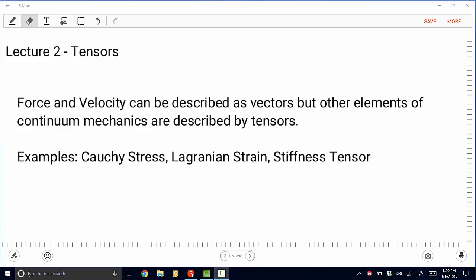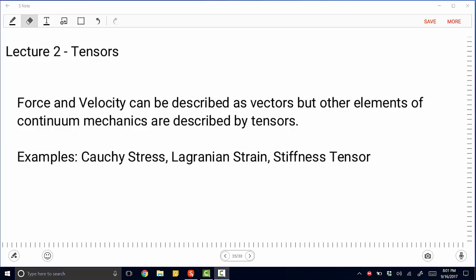Today we're going to do a special lecture on tensors, where we're going to review the key concepts of what a tensor is and how we go about defining different types of tensors. So in our previous lecture we talked about vectors. We introduced the key concepts. We talked about the dot product, the cross product, and so on.